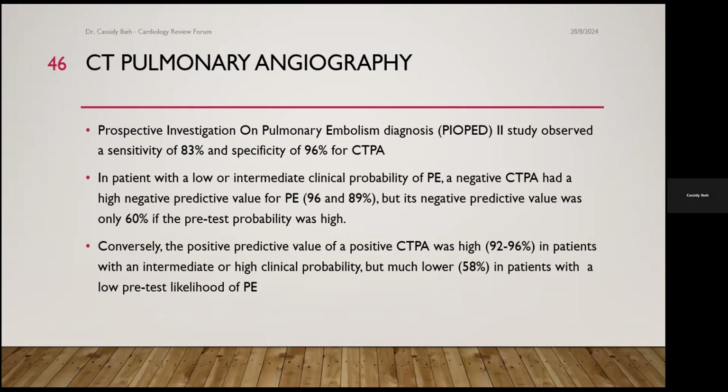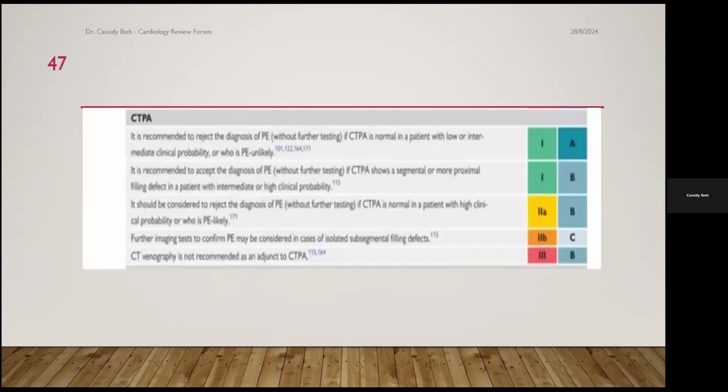That's at about 92 to 96% in patients with an intermediate or high clinical probability, but much lower in patients with a low pretest likelihood of PE. Now, it is recommended, the class 1 indication, to reject the diagnosis of PE without further testing if CTPA is normal in a patient with low or intermediate clinical probability or who is PE unlikely.